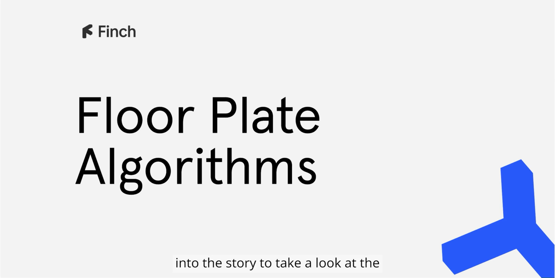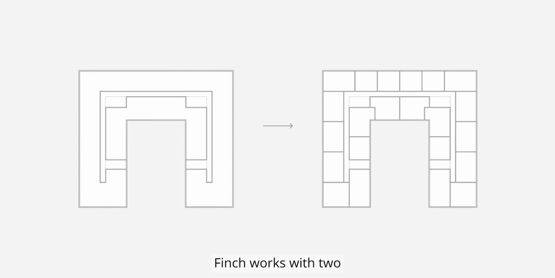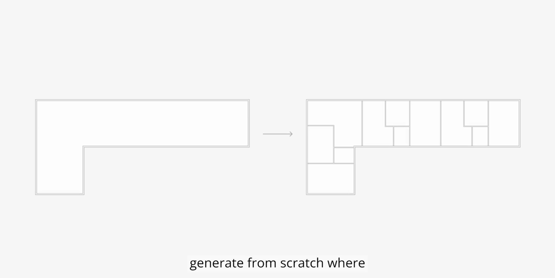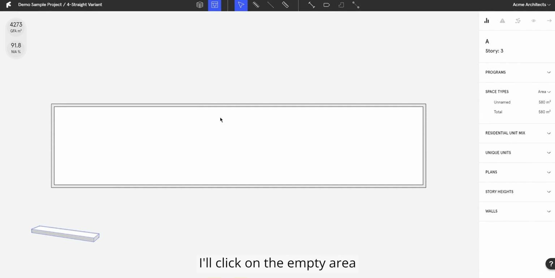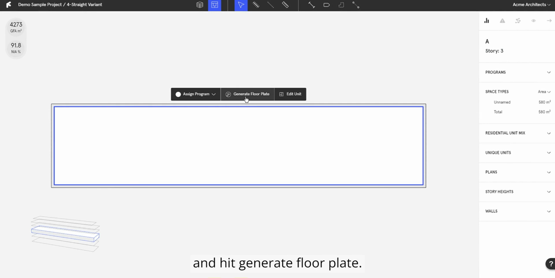Next, we're going to hop down into the story to take a look at the generate floor plate algorithm. Finch works with two types of algorithms. You can either draw in your own core and generate around it, or generate from scratch where Finch places all the cores for you. In order to start the algorithm, I'll click on the empty area and hit Generate Floor Plate.